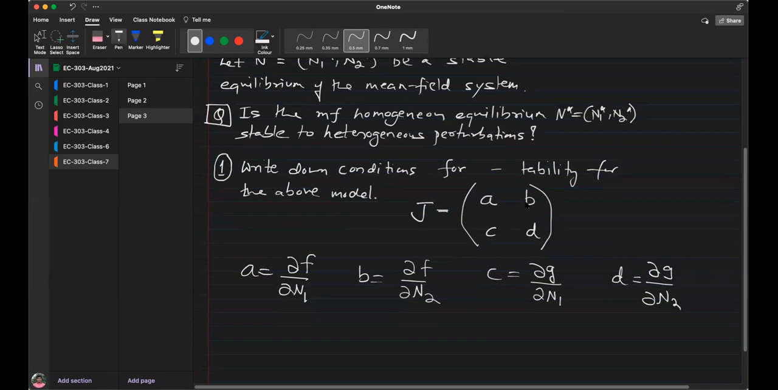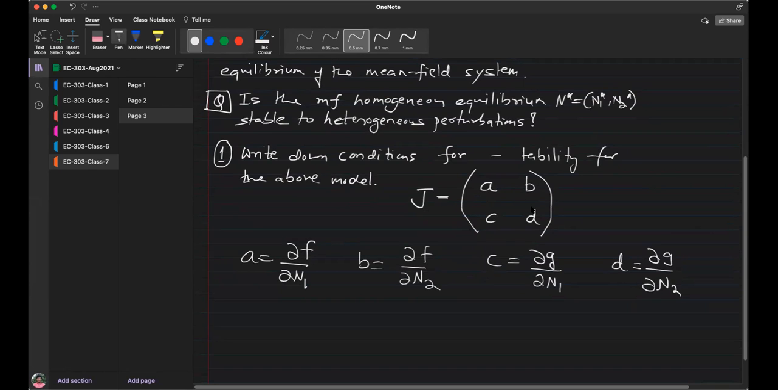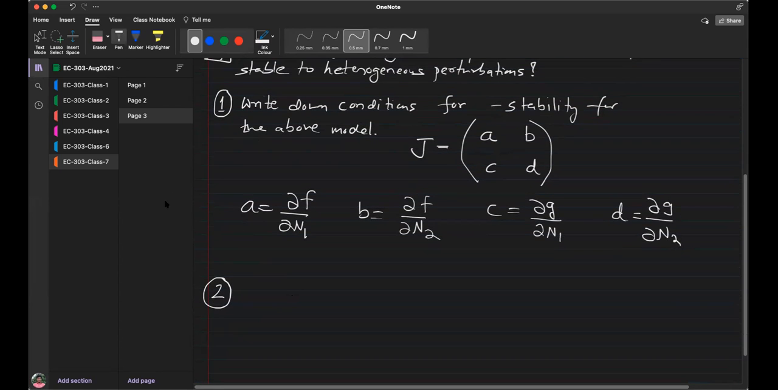In terms of the Jacobian elements A, B, C, D, I would like you to write down what are all the conditions for stability. That's the first thing you will do when you go to the room. The second thing you do is write the linearized reaction diffusion equations around the equilibrium.